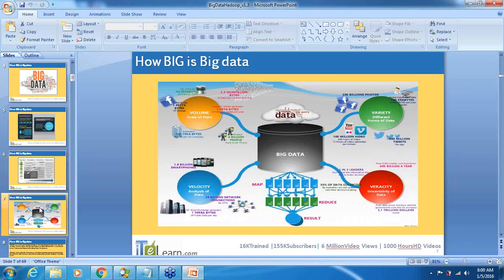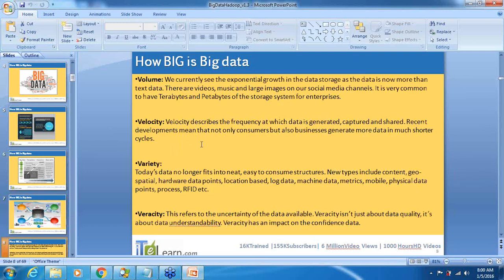So there is a definition coming up for big data. You have different classifications as per IBM. There are mainly 3 V's they consider, and there is another V called veracity also. So how do we classify it? We need to have 3 V's: volume, velocity, and variety.